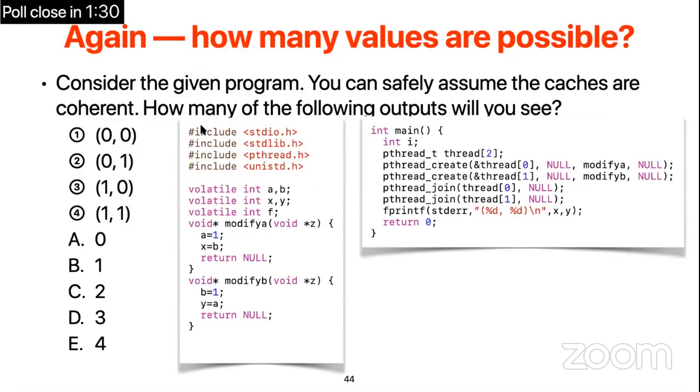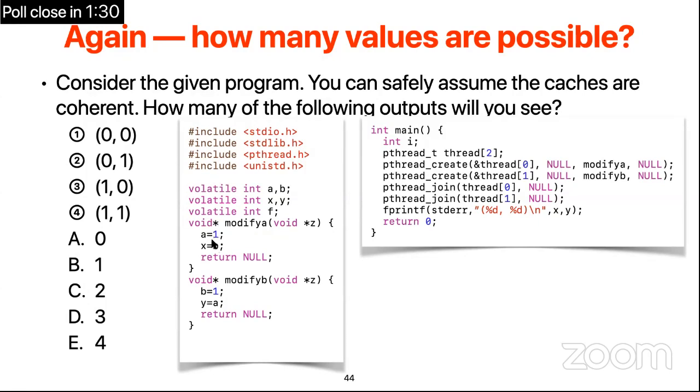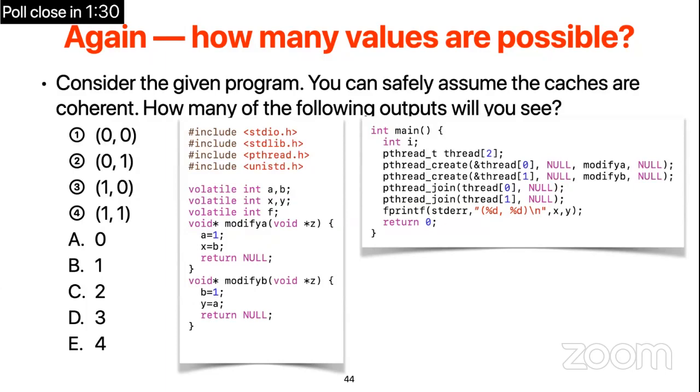All right, so that's one thing. Even though I put all variables as volatile, I still have a question that I want to ask you. Look at this piece of code. How many values do you think are possible?